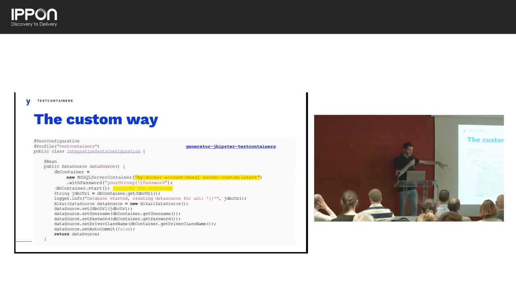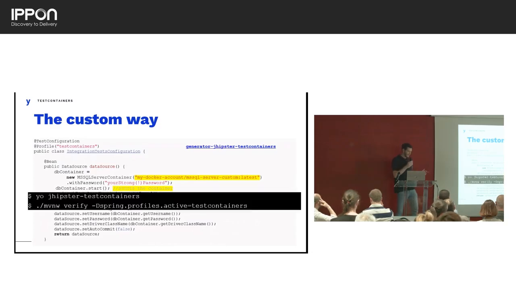And what you're doing here via Java API, as I told you before, you are spinning up the MySQL container in this case, and you start it, and then you pick up the information from it to create your data source bean. Okay? To use it, you install it, you run JHipster test containers, and you can, in this case, choose if you want to run the tests with the profile, so with test containers, or still with the H2. Okay?